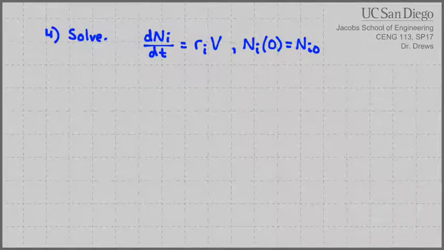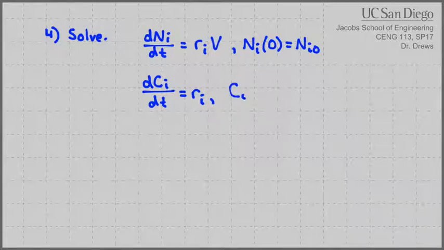Because so many of our rates are expressed in terms of concentrations, the more common one that you'll end up using is in terms of concentration. So dCi/dt is the rate of i with, again, some initial condition. Assuming you at any point know, for example, the volume, there's really no difference between solving these 2 equations. You can always get the other one based on whichever one you did choose to solve.